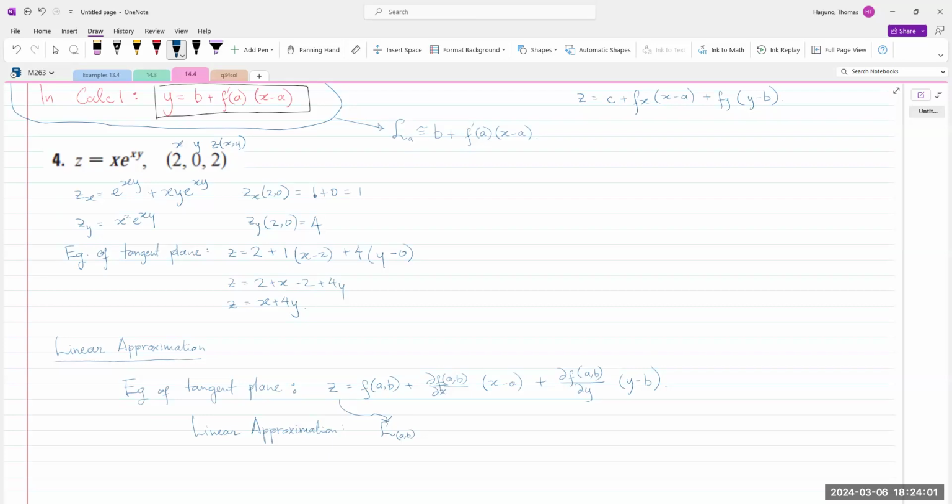Okay, I think I prefer to say it like that, which is equal to the value at (a, b). You know what? I'm lazy, so let me just copy paste. Same thing, right? That's the nice thing with a computer.